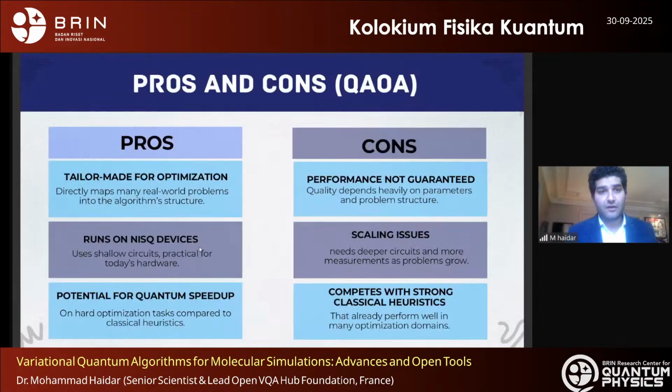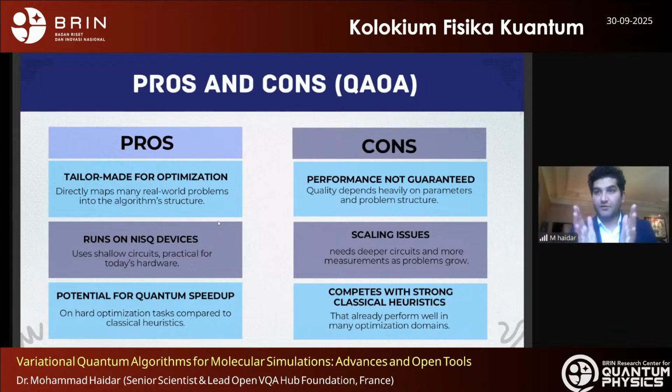So now we have pros and cons. The good thing is that it can work on very hard optimization tasks compared to classical heuristics. You see, for example, D-Wave and many others, IBM, they have shown that in optimization problems QAOA is playing a big role.